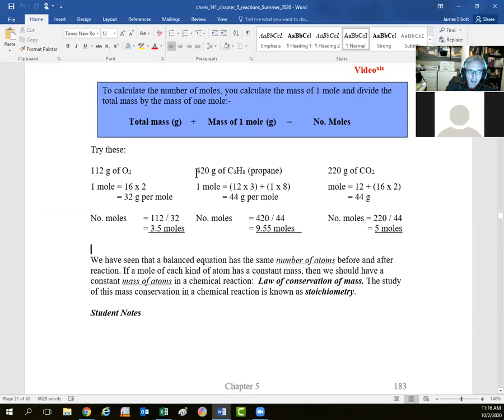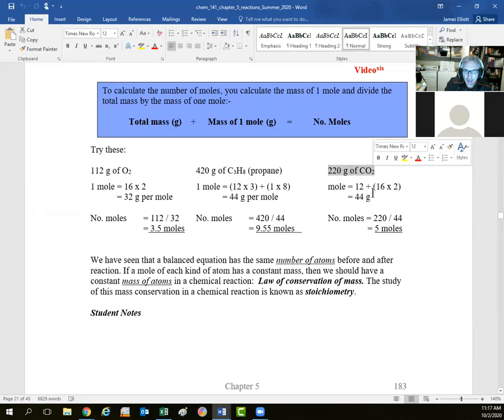The propane, 420 grams of total mass. From the formula C3H8, we can take 12 grams for carbon times 3, 1 gram for hydrogen times 8, so 1 mole would be 44 grams. So that total mass, 420, divided by the mass for 1 mole that we've just worked out, that comes to 9.55 moles.